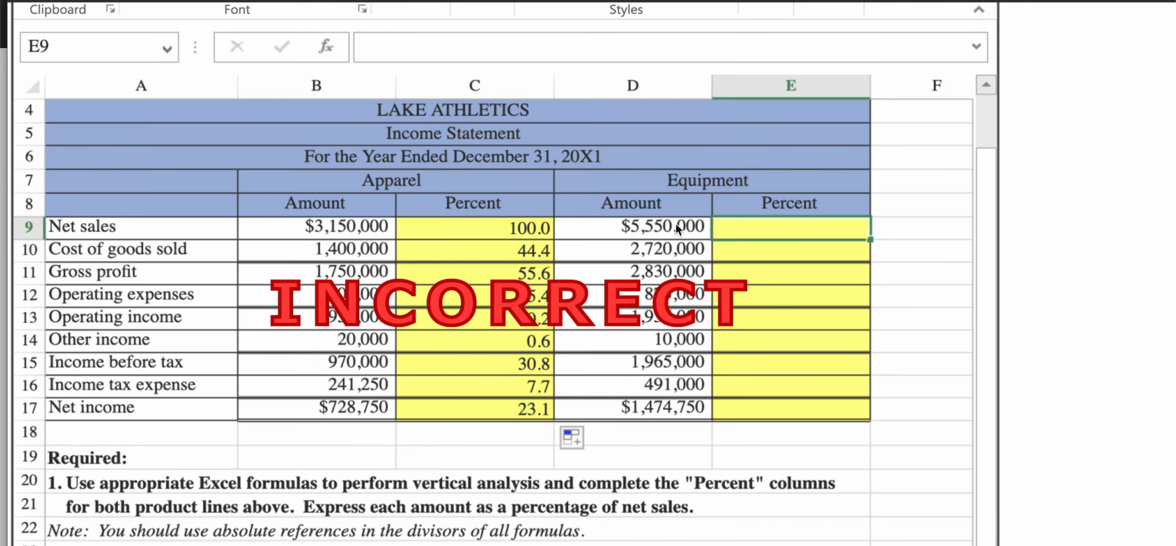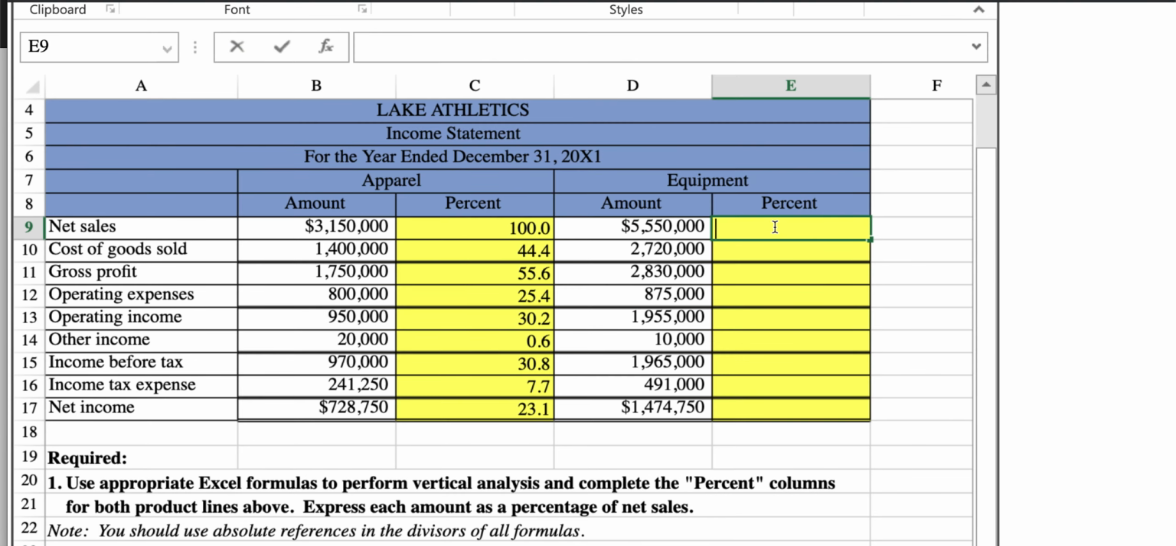And oh, I didn't multiply it times 100. Divided by dollar sign D, dollar sign 9 times 100 gives me 100 there. 100%. The net sales in a vertical analysis for the income statement should always be 100%. If you were doing vertical analysis on the balance sheet, then what you're going to use as the base that you're dividing everything by is total assets. So now that we have this number, I can drag it down.